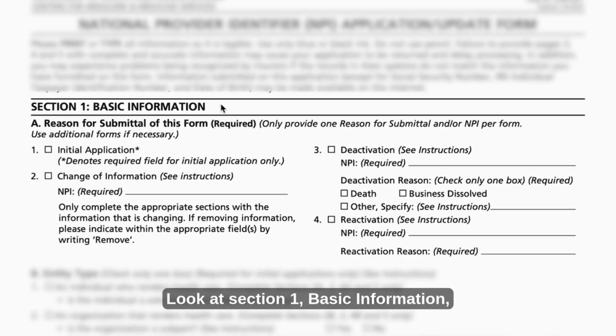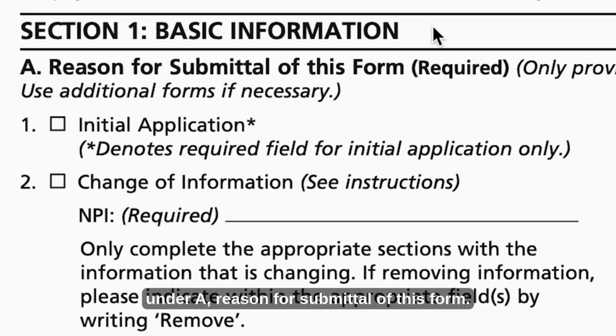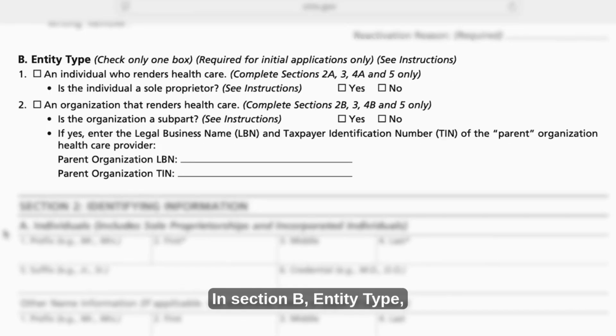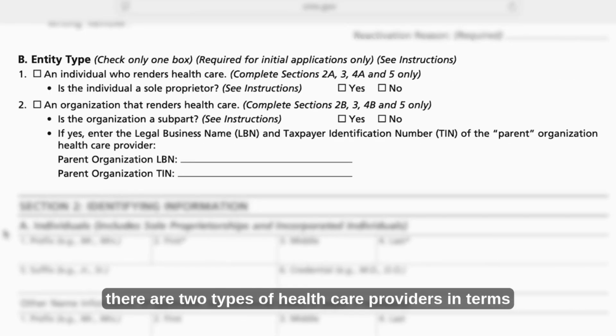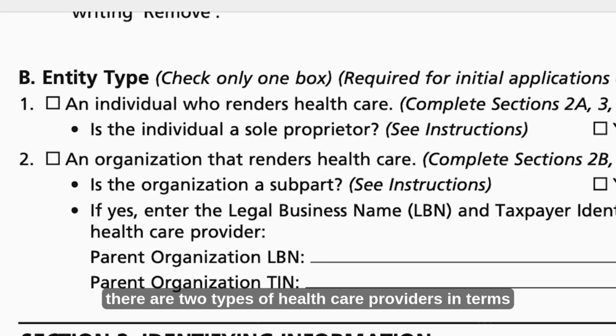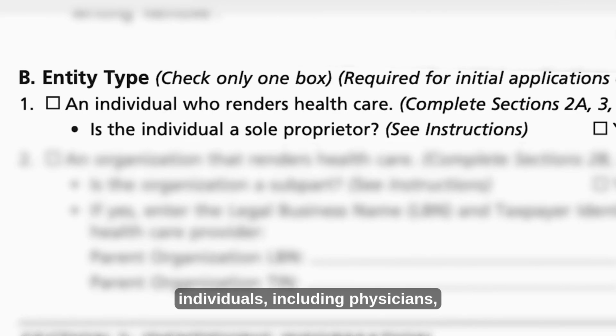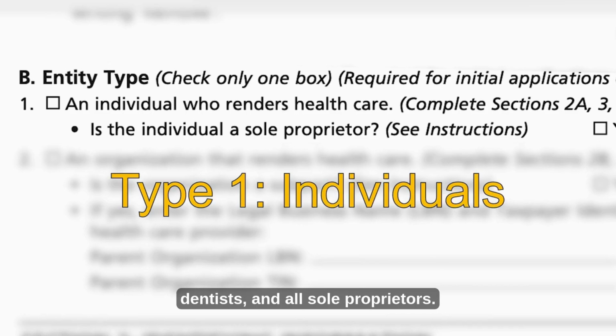Look at section 1, Basic Information, under A, Reason for Submittal of this form. Here, you will check number 1, Initial application, since you are applying for your NPI number for the first time. In section B, entity type, there are 2 types of healthcare providers in terms of NPIs. Type 1 are healthcare providers who are individuals, including physicians, dentists, and all sole proprietors. An individual is eligible for only 1 NPI.